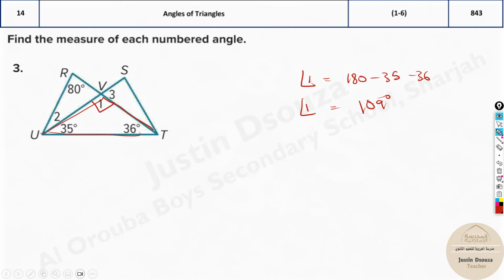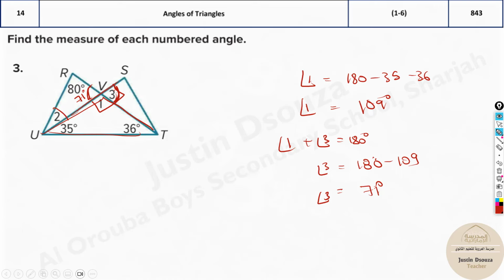So if this is 109, what about this one? They're a straight line, isn't it? So just add them up, they are linear pairs. If you add 1 and 3, it must be 180 degrees. But since you know 1 is 109, just take it to the other side. 180 minus 109 will be 71 degrees. And now we found 1, what is 3? Now see over here, if you know this third one, angle 3, what about this? They are both the same. They are vertical angles, right? So this is also 71.